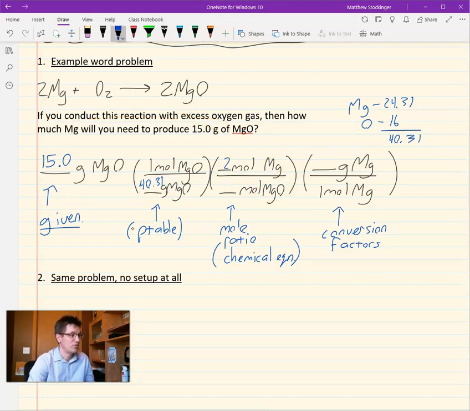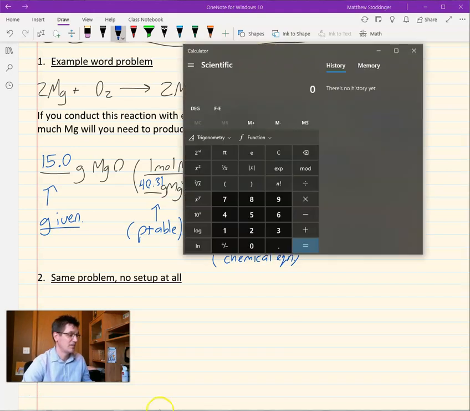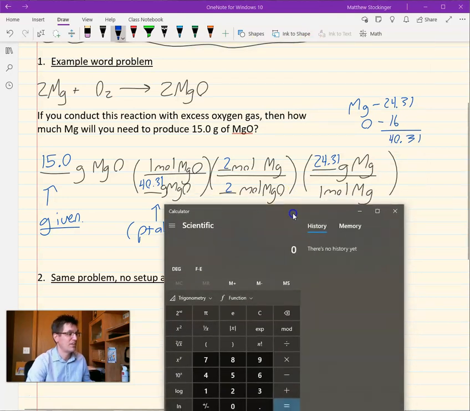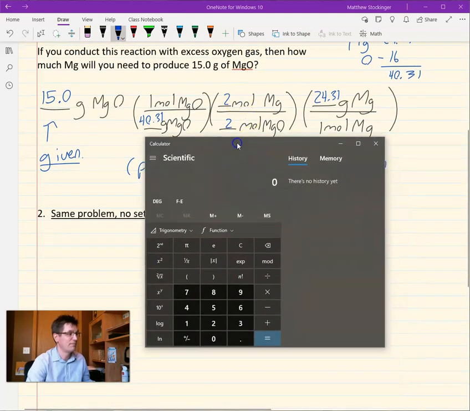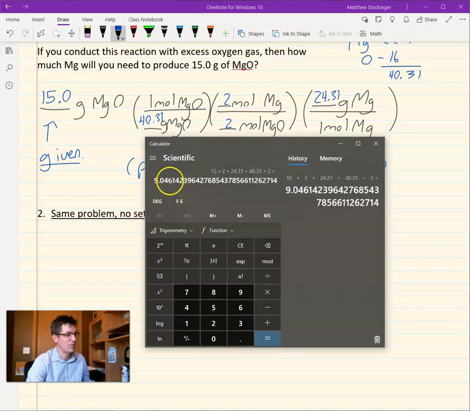So that would be a 2 for both of those. And then Mg on the periodic table is 24.31. I'll go ahead and grab a calculator here so that I can multiply the tops and divide the bottoms, right? So 15 times 2, I'm just going across the tops right now, times 24.31. Now I'm doing the bottoms, divided by 40.31 divided by 2 equals 9.05.